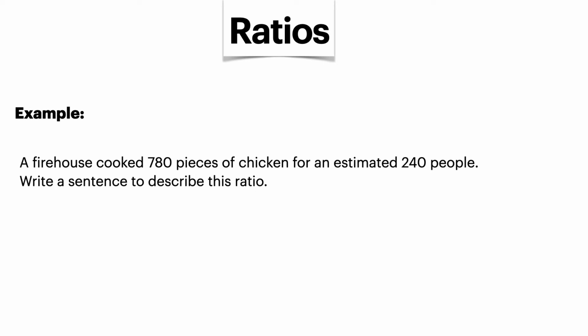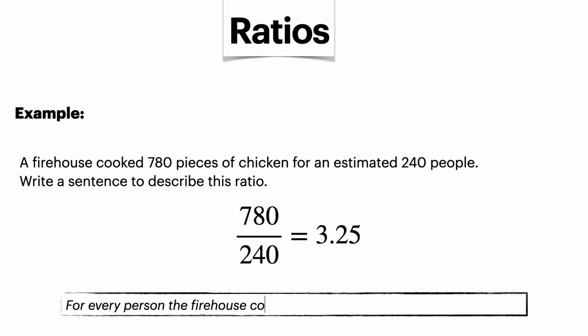Another example, a firehouse cooked 780 pieces of chicken for an estimated 240 people. These aren't units that we need to convert. Chicken and people, those are two different things, just like apples and oranges. But we could reduce those numbers significantly. So we have 780 over 240, that's 3.25 or 3 and a quarter. So as a sentence, I could write, for every person, the firehouse cooked 3 and a quarter pieces of chicken.